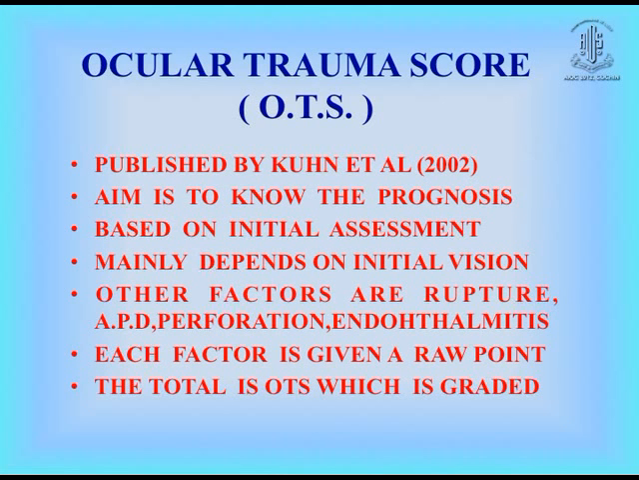Now, the second concept of measurement of ocular trauma is by Kuhn et al. Ferenc Kuhn is a very big name in ocular trauma, and he published a paper in 2002 with other people, known as the ocular trauma score, which many of you are familiar with. Now, this is aimed to know the prognosis based on the initial assessment.